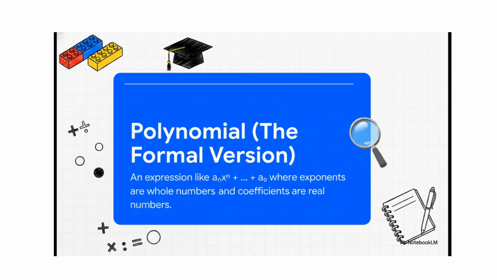All right, so we've got the Lego idea down. Now let's just put on our official mathematician hats for a second. Formally, a polynomial is just an expression that looks like this. The rules are actually pretty simple. The exponents, the little numbers up top, have to be whole numbers, so 0, 1, 2, 3, and so on. And the coefficients, the numbers out front, can be any real number. It's just the official language for our Lego set.